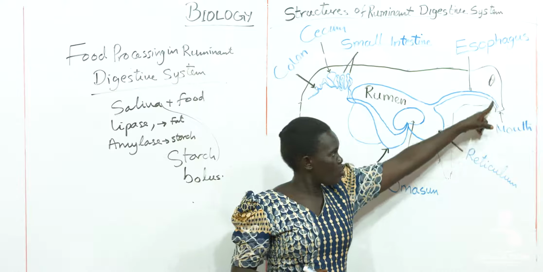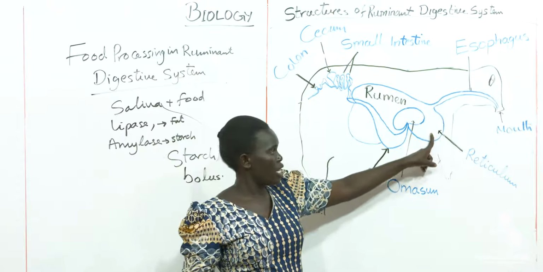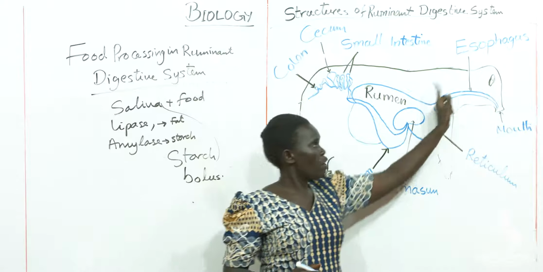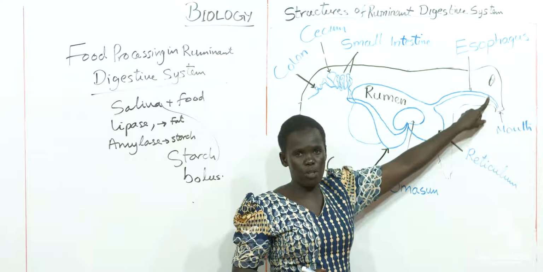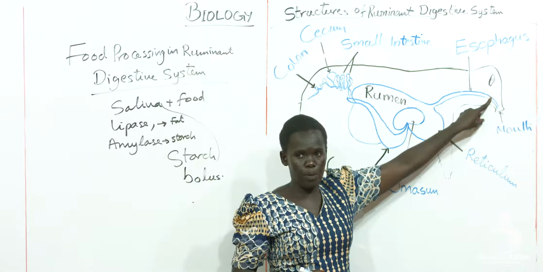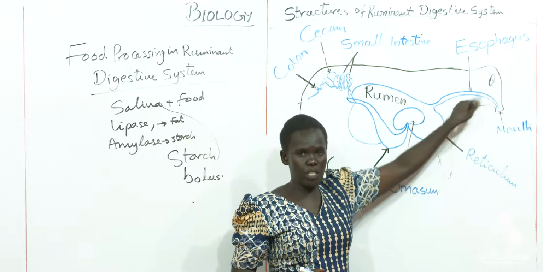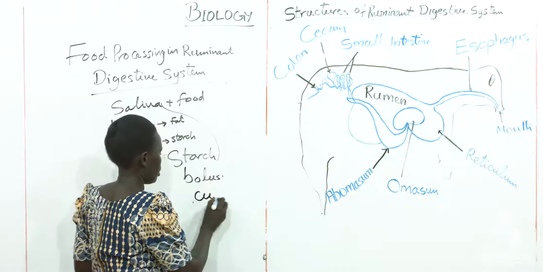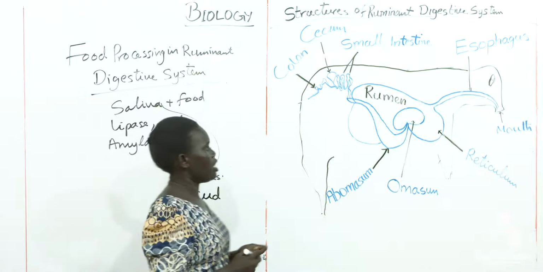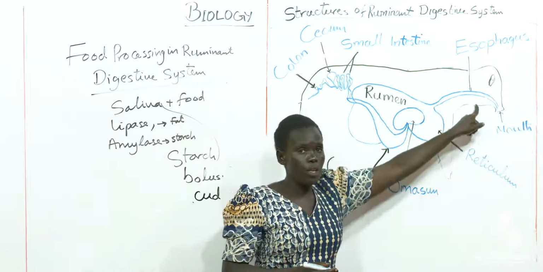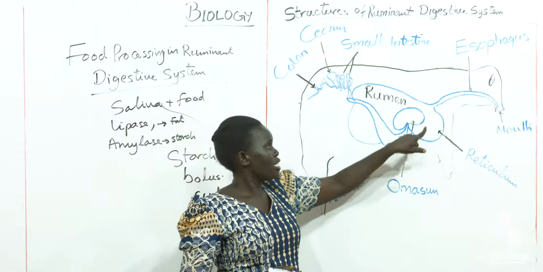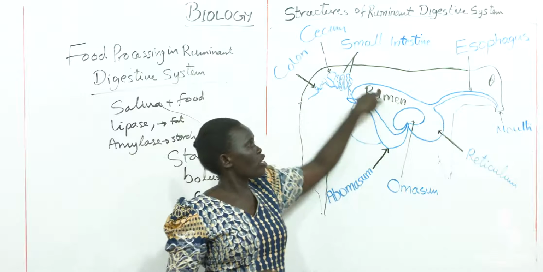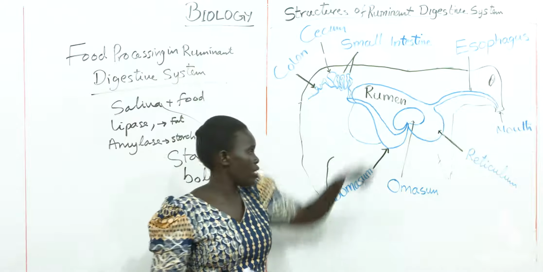In the initial chewing, the food is sent into the reticulum. Later, it is vomited back to the mouth to be rechewed. This type of food, which is now brought back again, is called cud. This cud is rechewed, again swallowed. This time, the solid material will go straight to the rumen, the solid material.